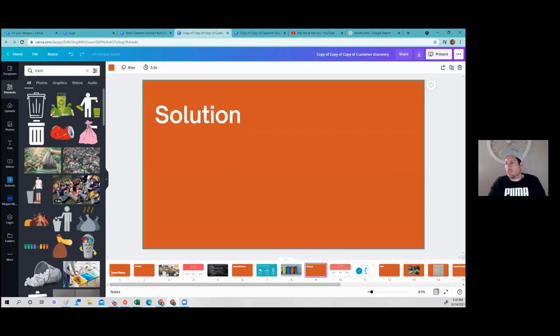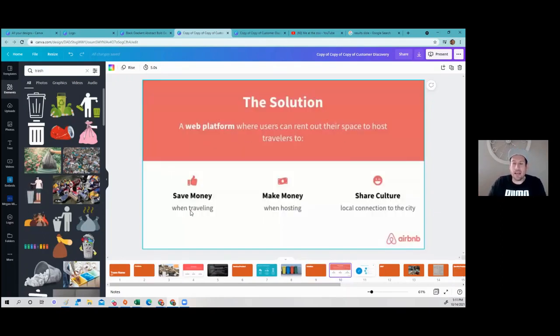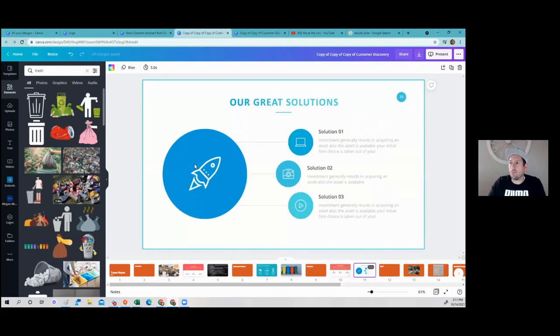The solution. So the solution says, okay, this was my actual service or product. I want to know what does it actually solve? What are you helping me with? This should be a direct correlation to the problem. Once again, using icons, so it's going to save money or make money or share culture or whatever it might be. And it could be 3 steps, or it could just be one gigantic: this is the benefits of our service.